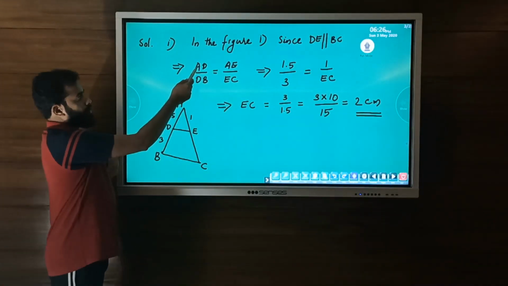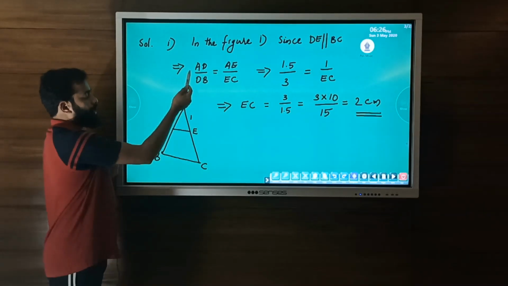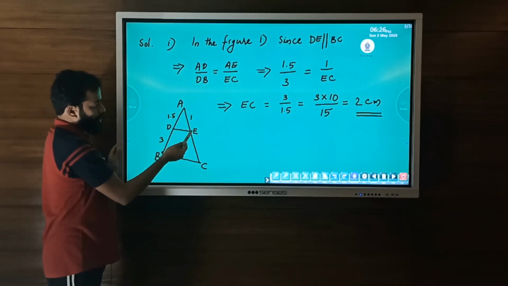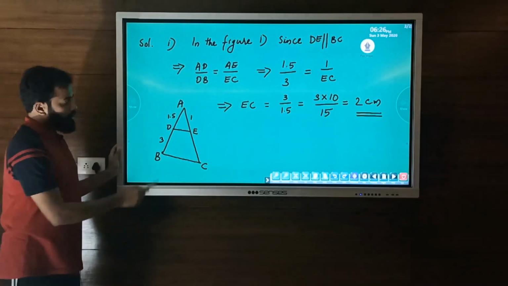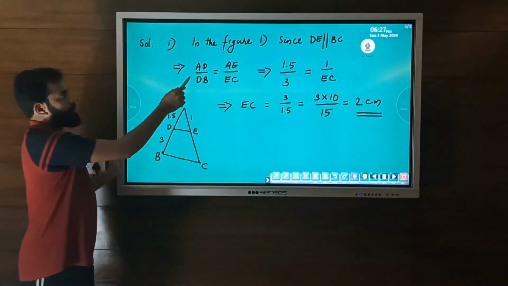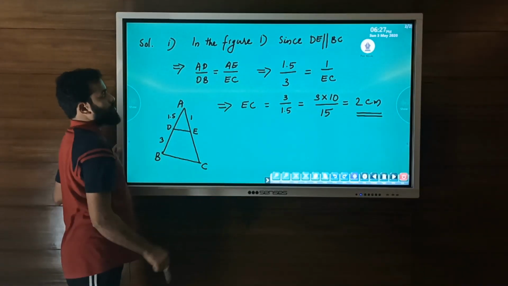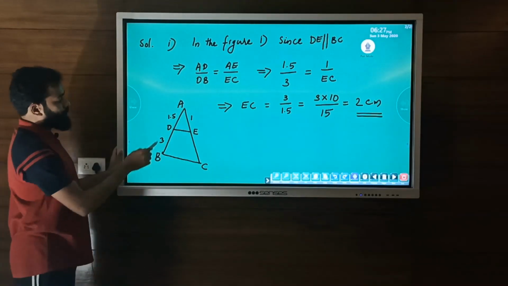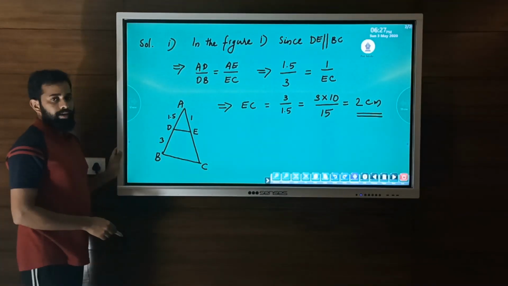So that is what we have used here, AD by DB. AD divided by DB is equal to AE divided by EC. These 2 points divide the two sides in the same ratio. So we can write AD by DB is equal to AE by EC. Next step, we substitute the measurements which are given in the diagram.